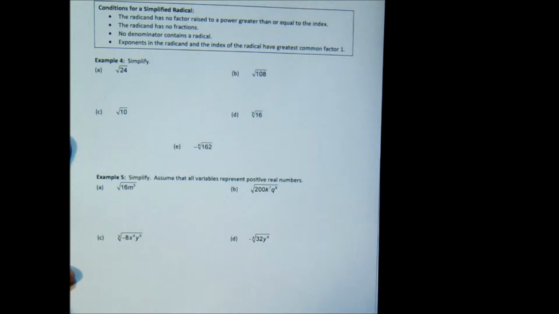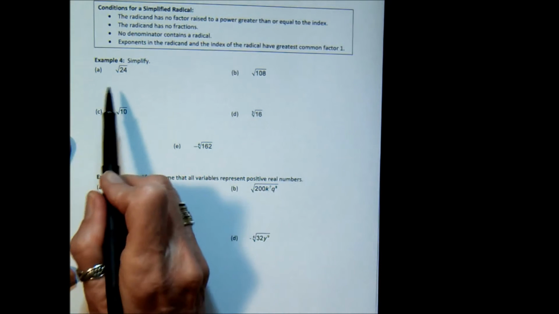It will make sense. The radicand has no fractions. No denominator contains a radical, and the exponents in the radicand and the index of the radical have a greatest common factor of 1. Now that sounds like a lot to remember, but I'm going to sort of refer back to those as we go through examples of each.